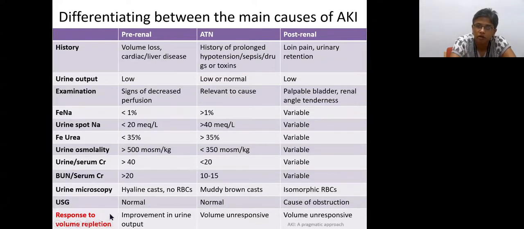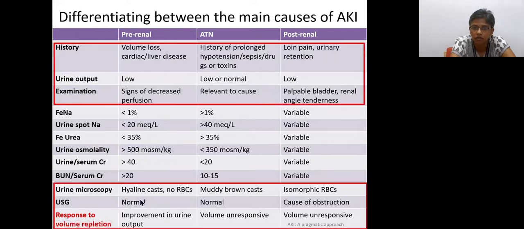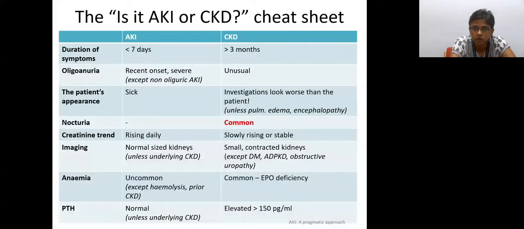Okay, this is often the most important test for you to do clinically because a pre-renal will respond with an improvement in urine output and the others will not. Okay, so practically this is what we do in the wards, right? The other important thing for you to know is this: AKI or CKD?